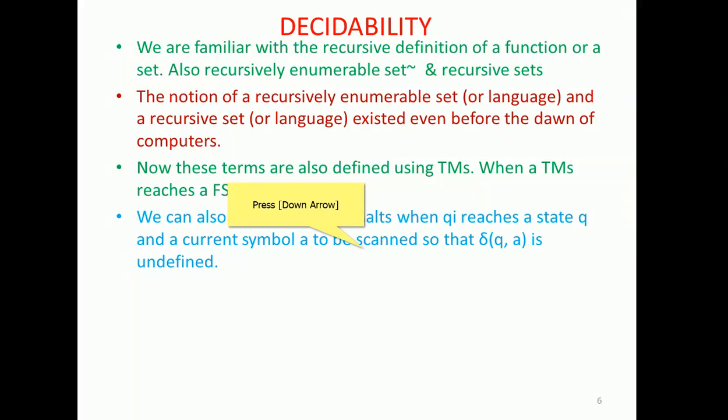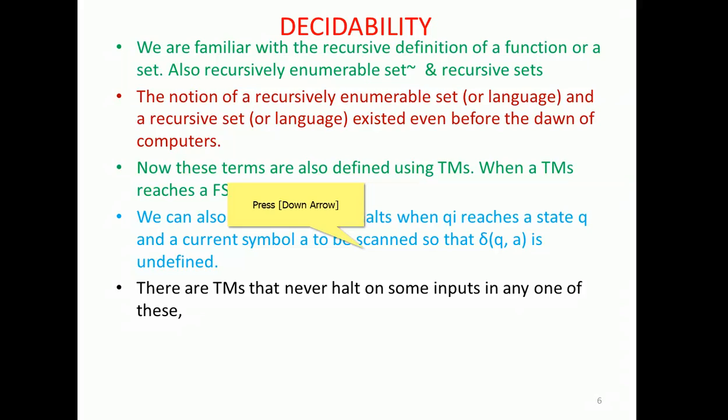That is an undecidability. So we can also say that the machine halts when Qi reaches a state Q and the current symbol to be scanned is undefined. So delta of Q comma A is not clear. There are Turing machines that never halt, never stop on some inputs. On some inputs it never stops. It keeps going on. Maybe they are in a loop. So a loop means never halt.